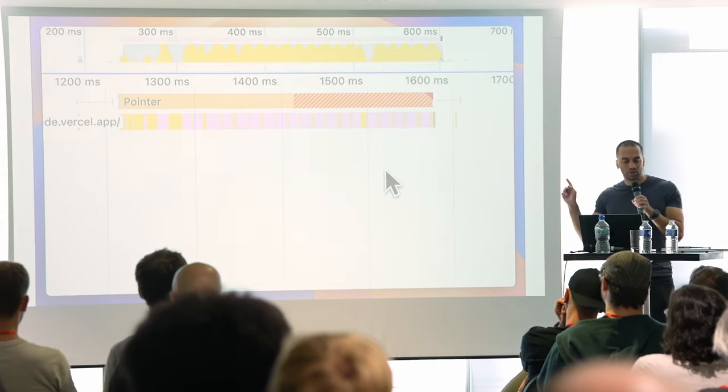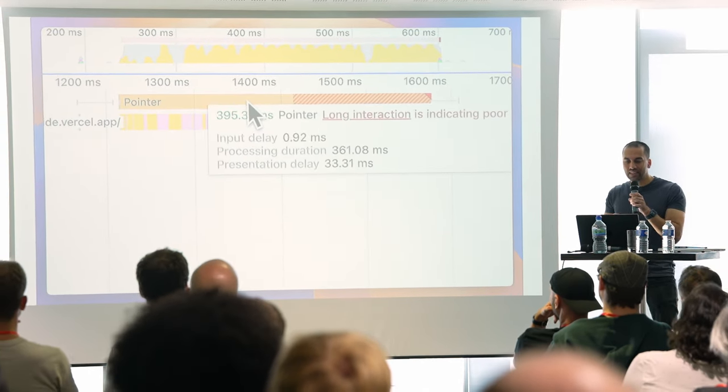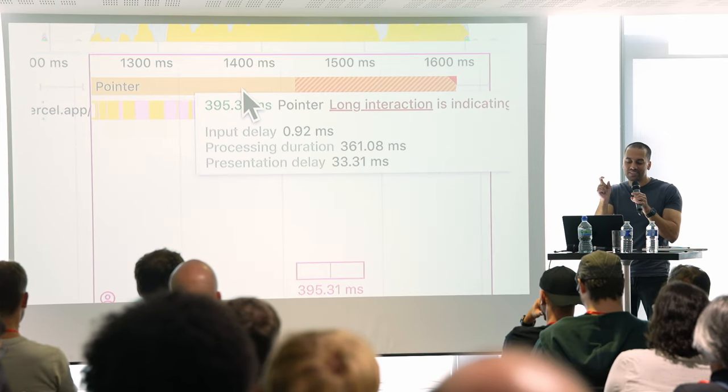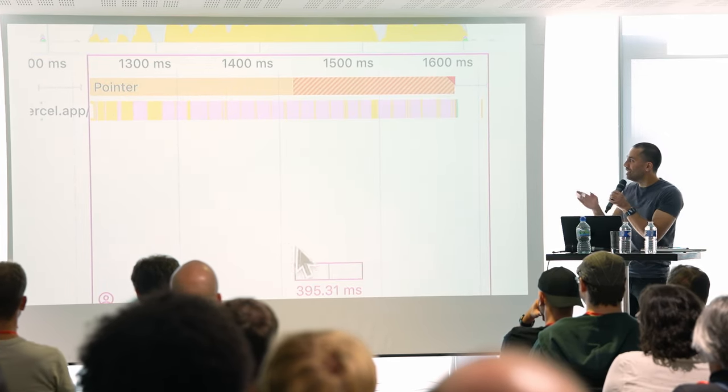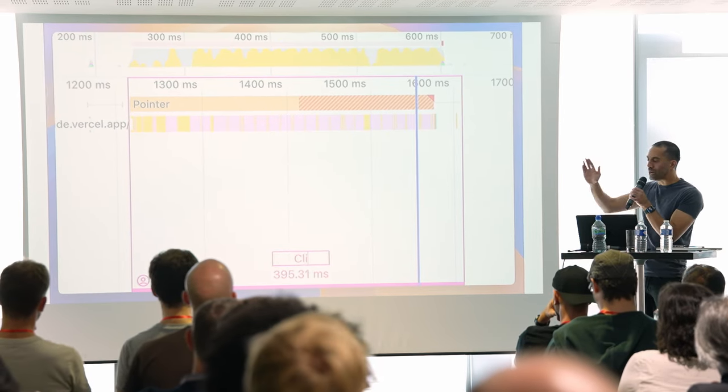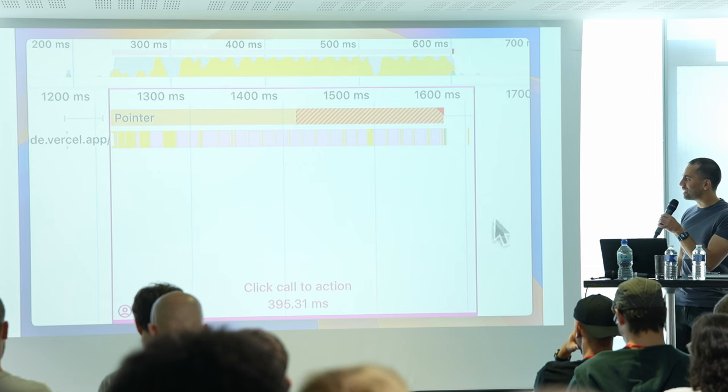Nice. A little pro tip following on from the last thing. If you hold shift and click a record, DevTools automatically creates a time range annotation for you, where the boundaries of that range are the start and end of that record. So it's a little convenience helper there.